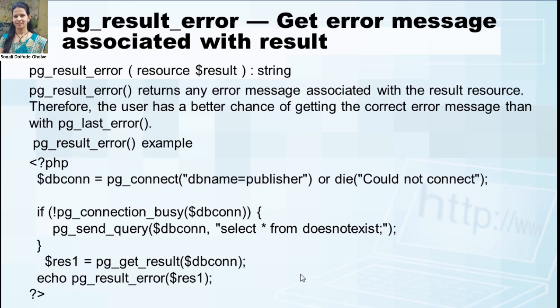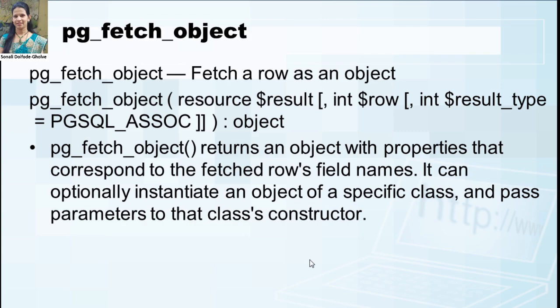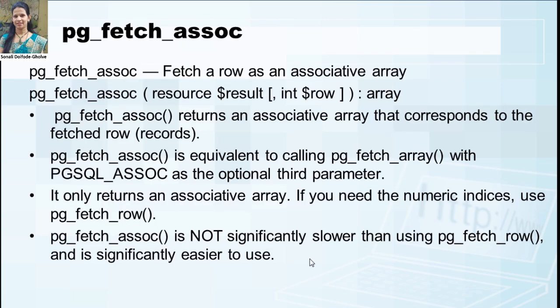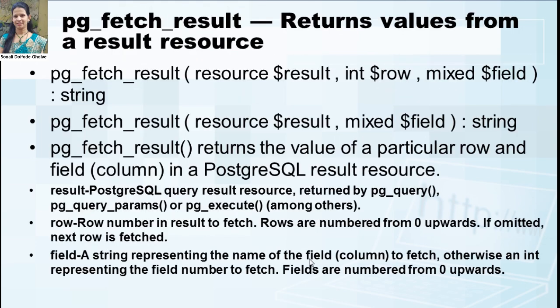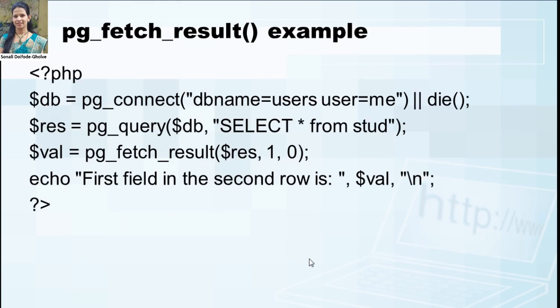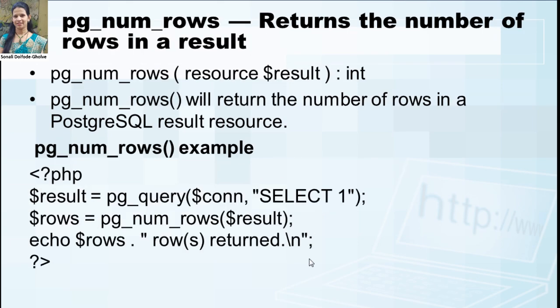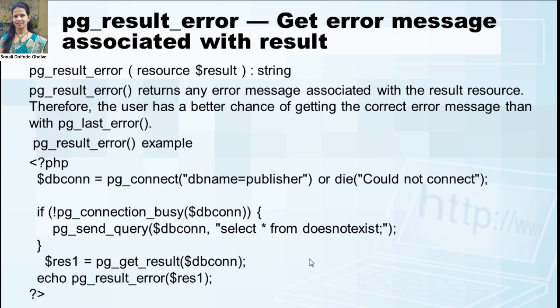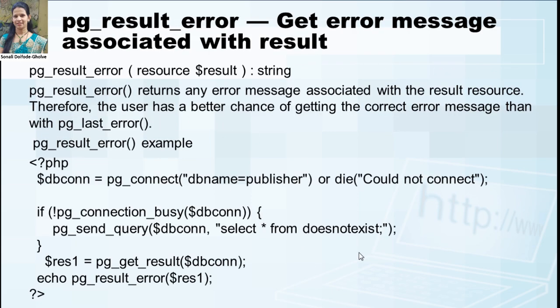These are the different functions for accessing the database. In this session we learned the different functions like pg_fetch_assoc, pg_fetch_object, pg_fetch_result, the pg_fetch_result example, pg_num_fields, pg_num_rows, and pg_result_error. These are all about this part. Thank you.